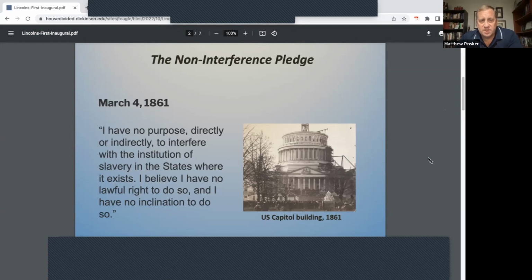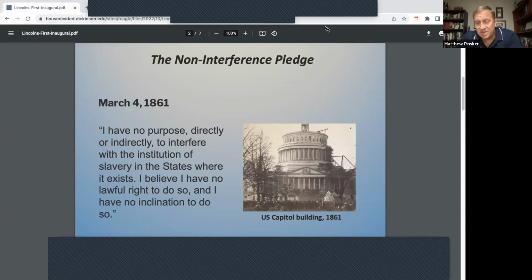I have no purpose, Lincoln said, directly or indirectly, to interfere with the institution of slavery in the states where it exists. I believe I have no lawful right to do so, and I have no inclination to do so. Now, you take anybody, 50-year-old or 15-year-old, and you ask them, what does that mean? And if they just take it out of context in its own plain English, it sounds like he doesn't care about slavery. He doesn't have any moral antagonism to it. And that is the reason why we can teach our students the value of context.